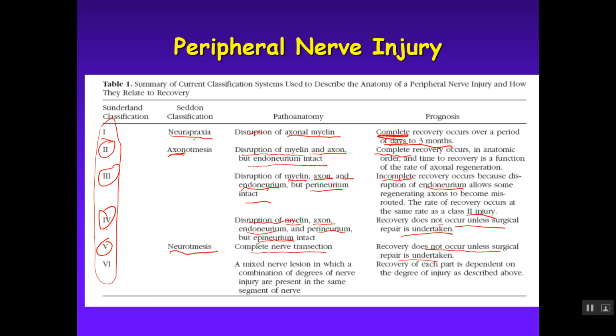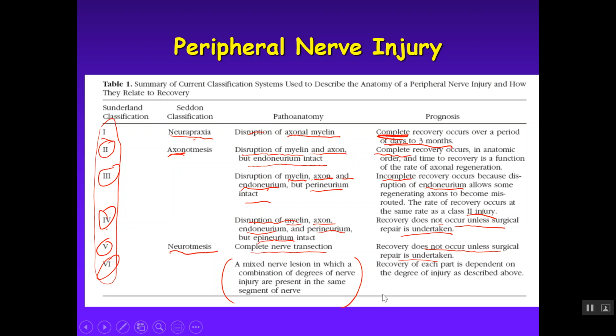And then a level 6 is a mixed nerve injury, where you have a combination or degree of nerve injury present in the same segment of the nerve. Part of the nerve has some axonotmesis, part is neurotmesis, and that's just these kinds of traumatic injuries. You get cut by a chainsaw, or you get into a car accident where you get some severance, but also some mashing and twisting and torquing, and those kinds of things can cause this mixed nerve injury.